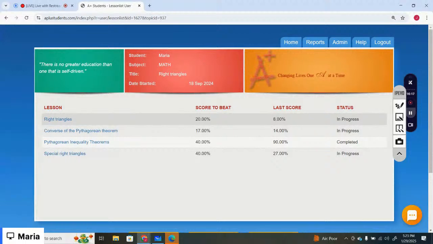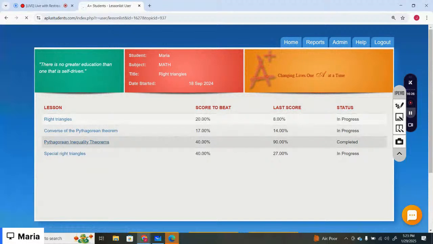The next lesson is Pythagorean inequality theorems. Let's just start with the lesson.